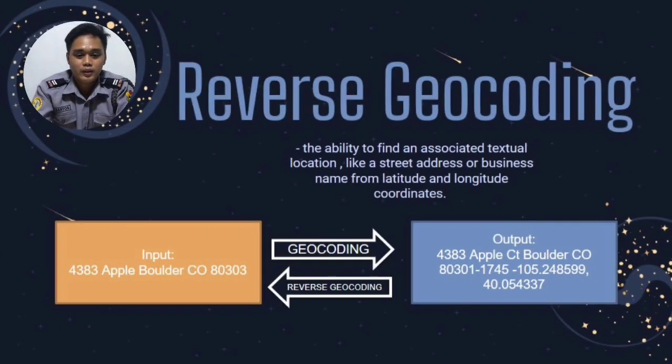Moving on, reverse geocoding. If there is geocoding, of course there is a reverse of it. It is simply converting the numbered address back into a human-readable or understandable address. There is an example. Take a look at the PowerPoint.